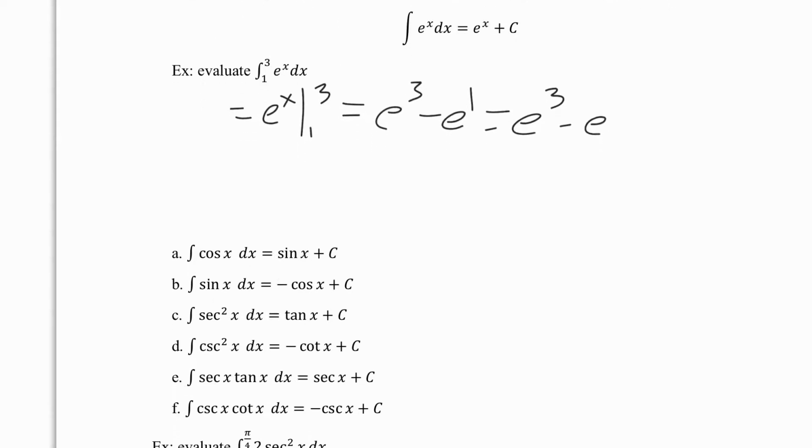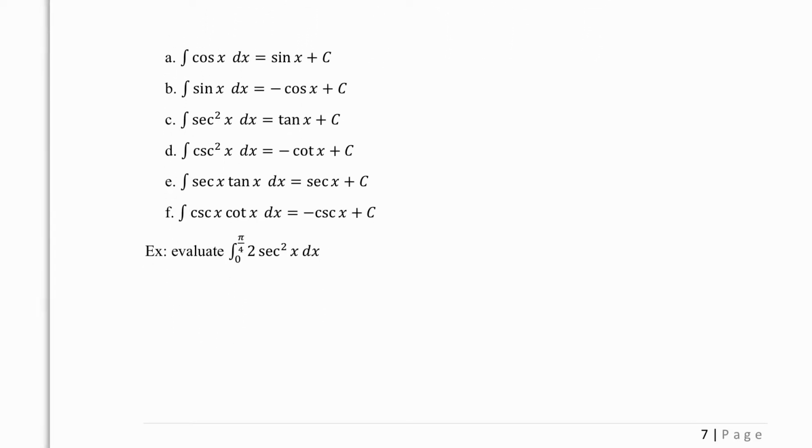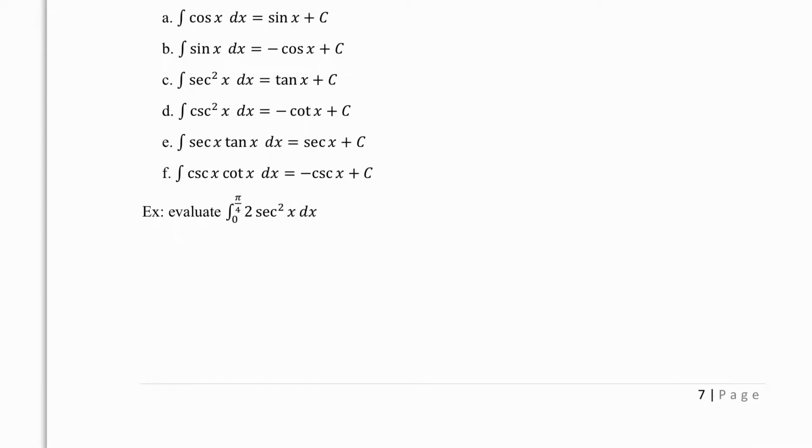Now here are some nice formulas for the trig functions. We know the integral of cos is sine, the integral of sine is negative cos, the integral of secant squared is tan, and so on, because if we take the derivatives of these right-hand sides, we get back to that left-hand side. So let's try a fun trig one here. We have the integral of secant squared, and there's a 2, and we're going from 0 to pi by 4.